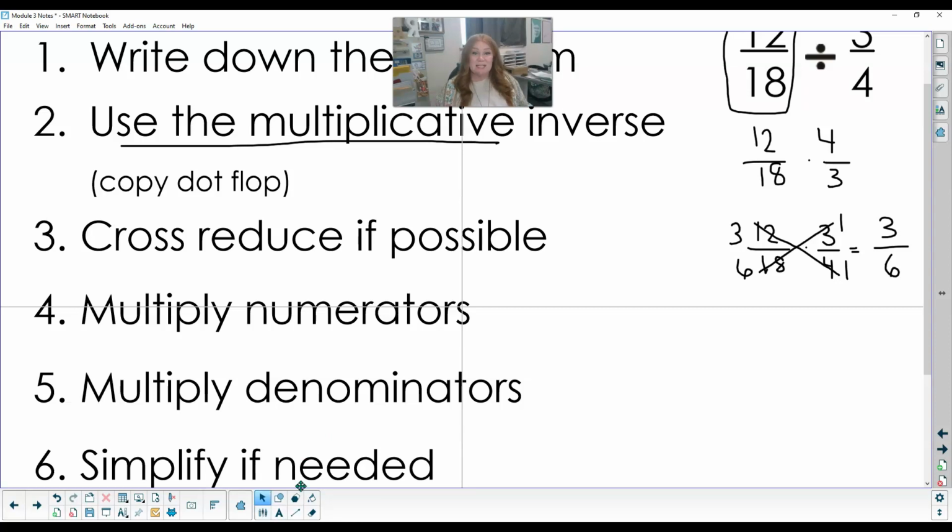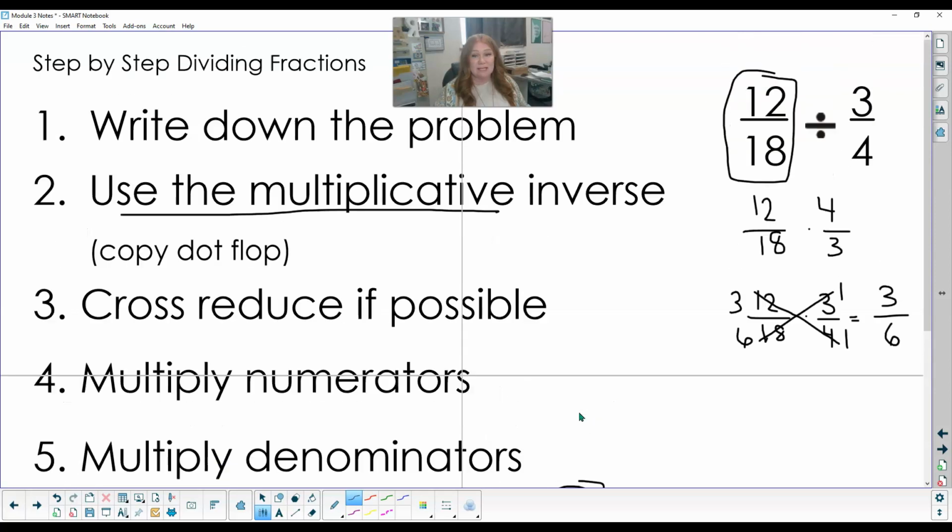So I need to ask myself, is there a factor that can go into 3 and 6? There is. 3 goes into both of these. 3 goes into 3 one time. 6 divided by 3 is 2. Right? So we took 3/6, and I said I'm going to divide this by 3 and this by 3, and that equals 1/2. So there's our final answer.